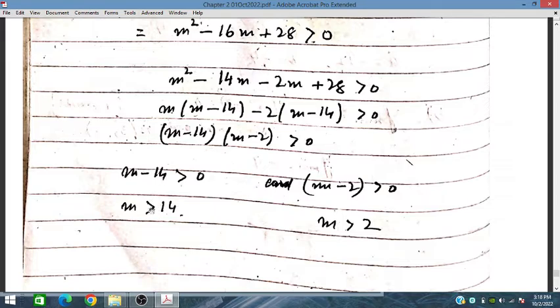Again, this was wrong. This is less than 14. So m is between 2 and 14. It will give 2 to 14.